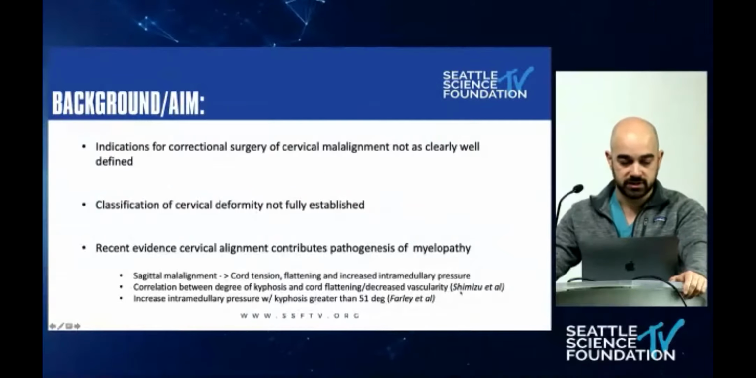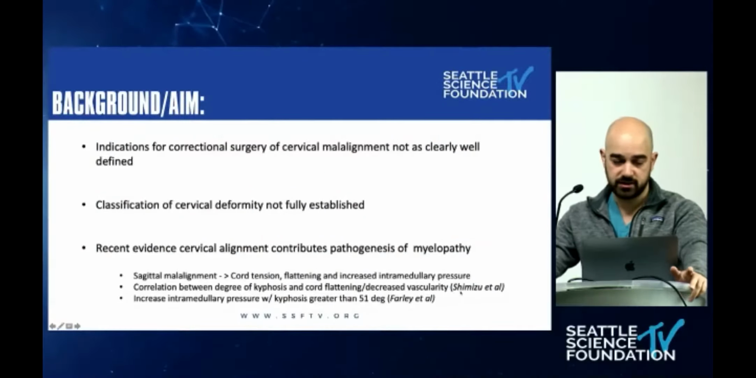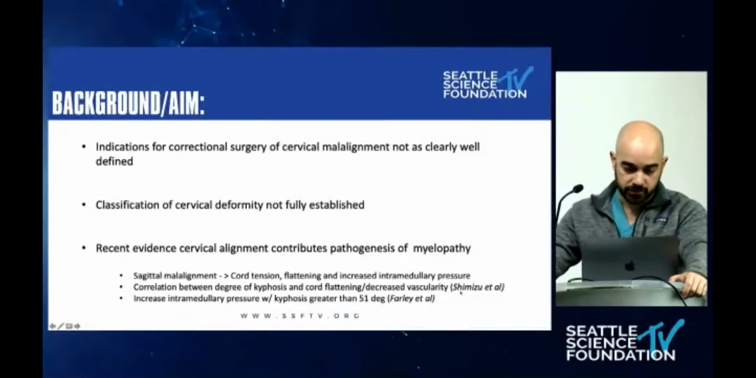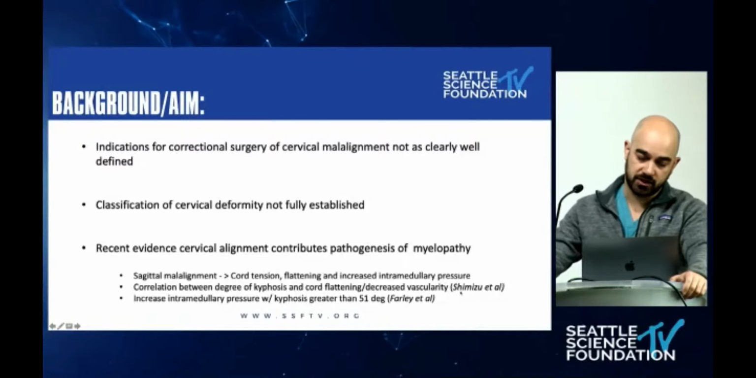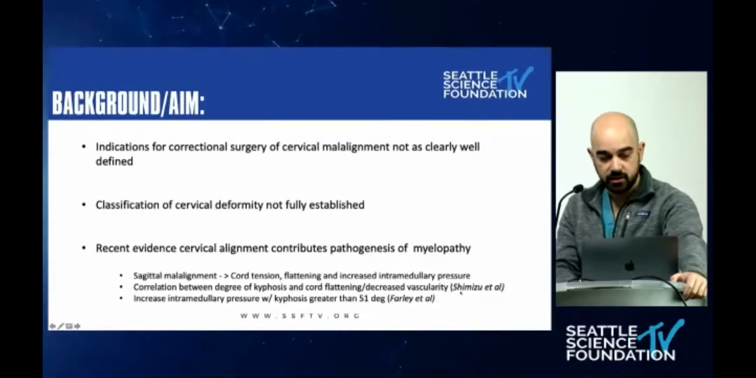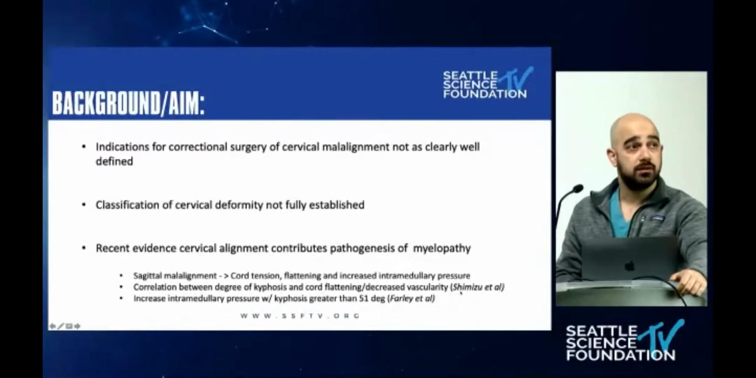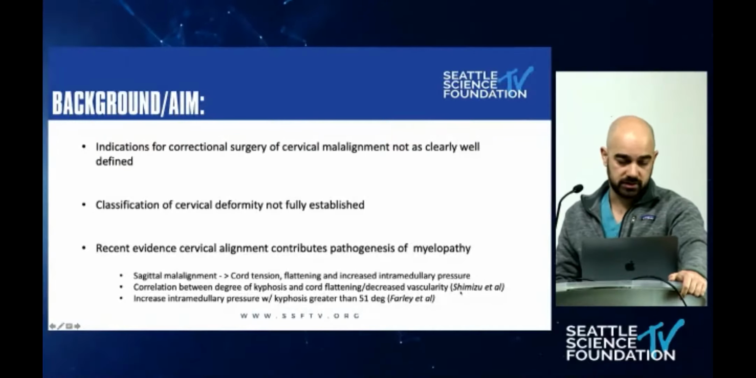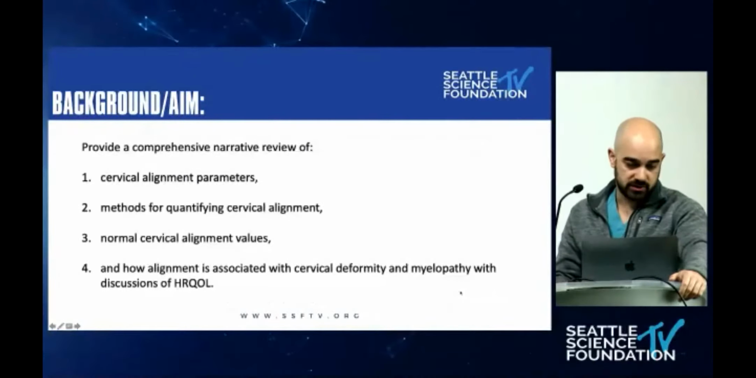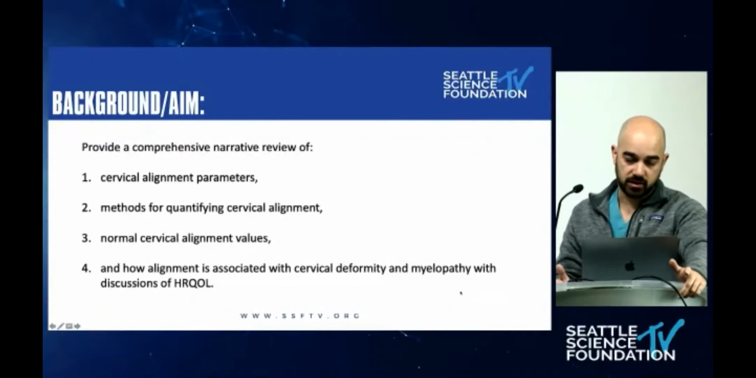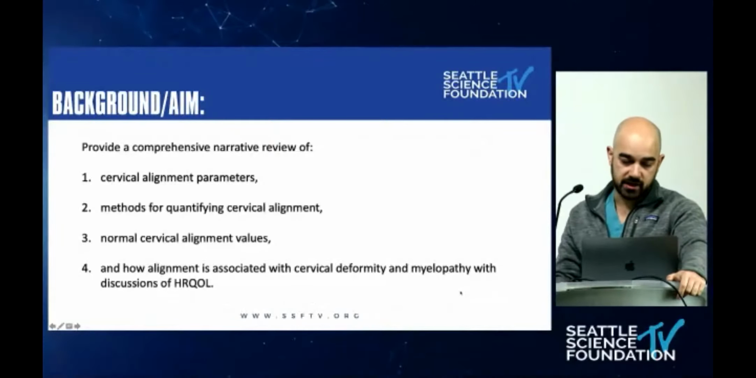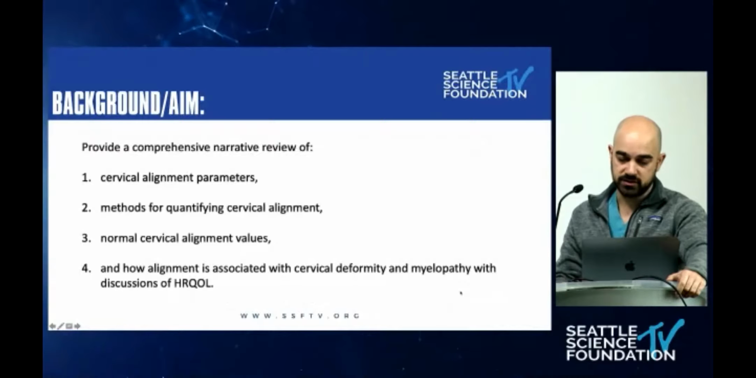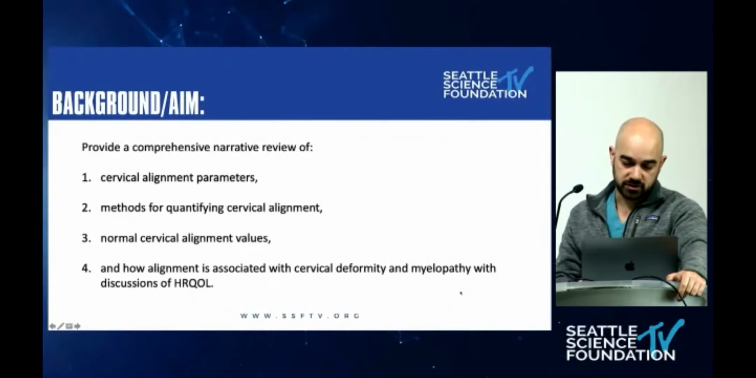This has been shown: with sagittal malalignment, there's increased cord tension, flattening, and increased intramedullary pressure. There's been a correlation shown between degree of kyphosis and cord flattening with decreased vascularity, and kyphosis of more than 51 degrees has been shown to lead to increased intramedullary pressure. So the aim of this review article was to go through cervical alignment parameters, methods of quantifying them on a radiograph, and define normal values, and how these parameters, mostly sagittal parameters, would lead to cervical deformity and myelopathy and affect patients' quality of life.